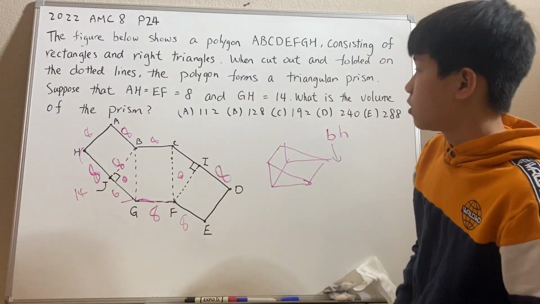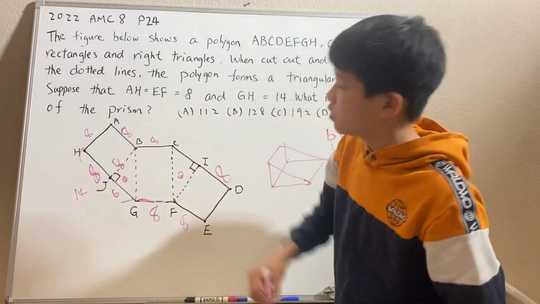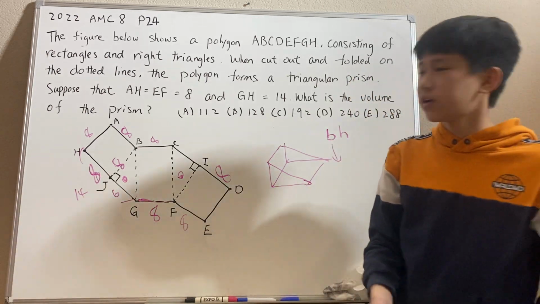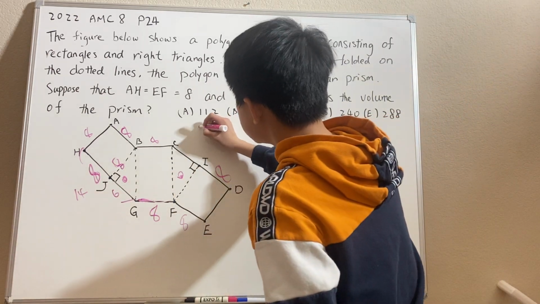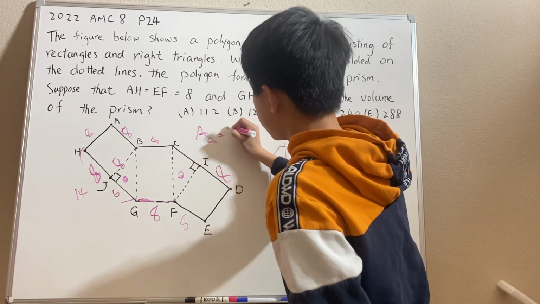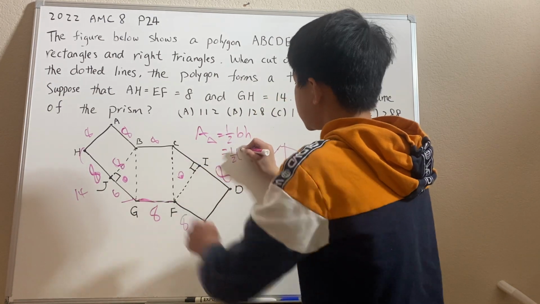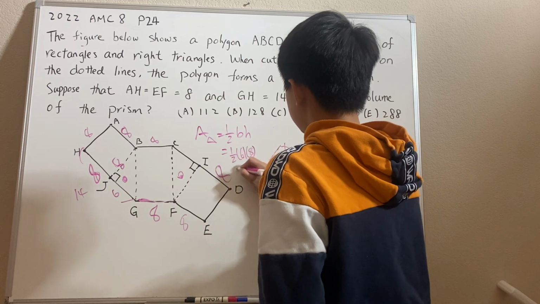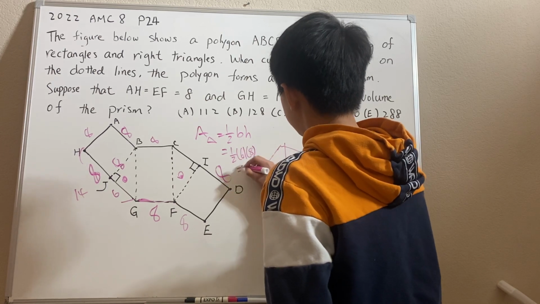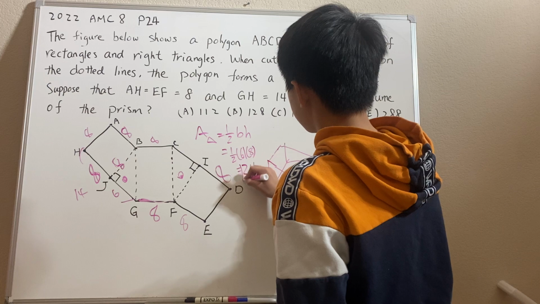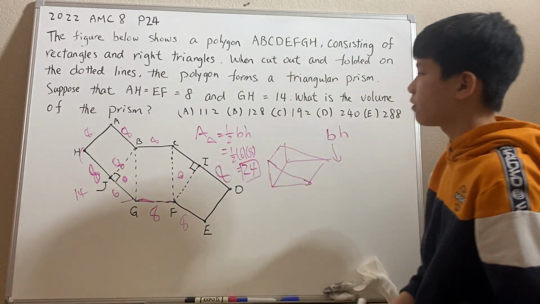What does that mean? Well, we have the two lengths needed to find the area of the triangle. The area of a triangle is 1/2 base times height, and the base is 6 and the height is 8. So this is equal to 24. This is the area of one triangle.